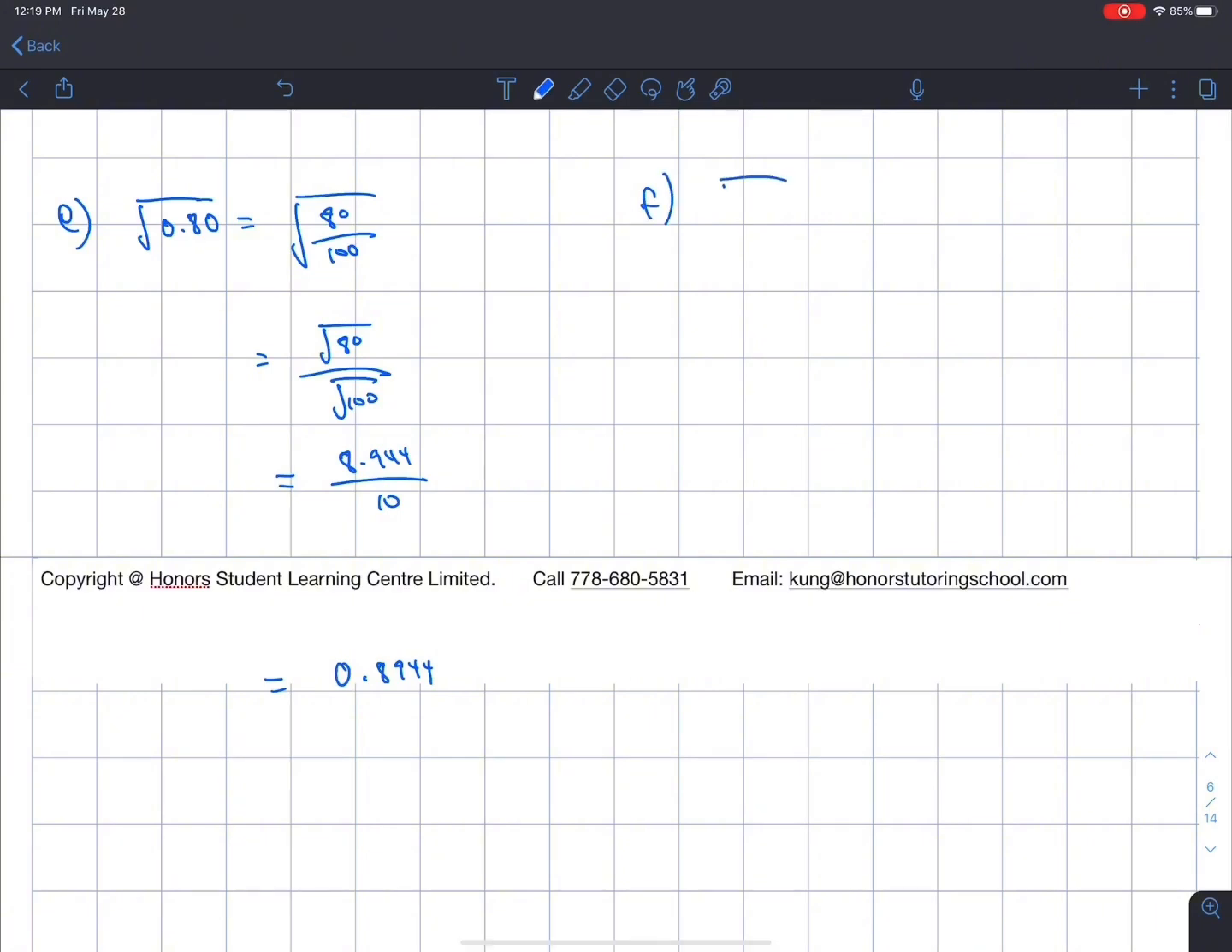F, square root of 0.08 equals the square root of 8 over 100. So this becomes the square root of 8 over the square root of 100. The square root of 8 is 2.828, and the square root of 100 is 10. So now we can move the decimal point 1 to the left.